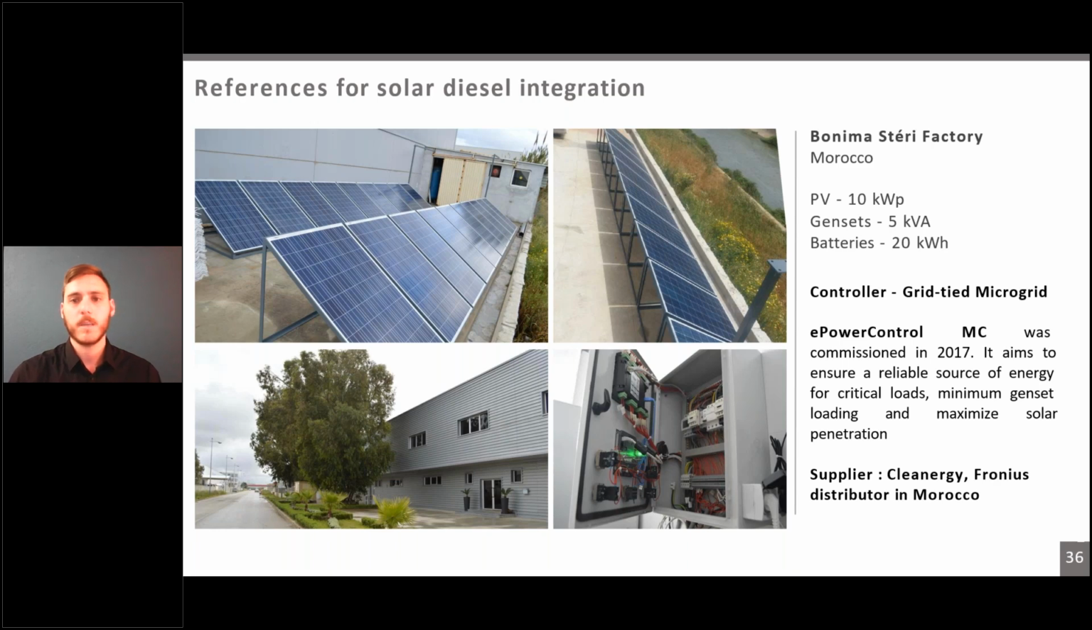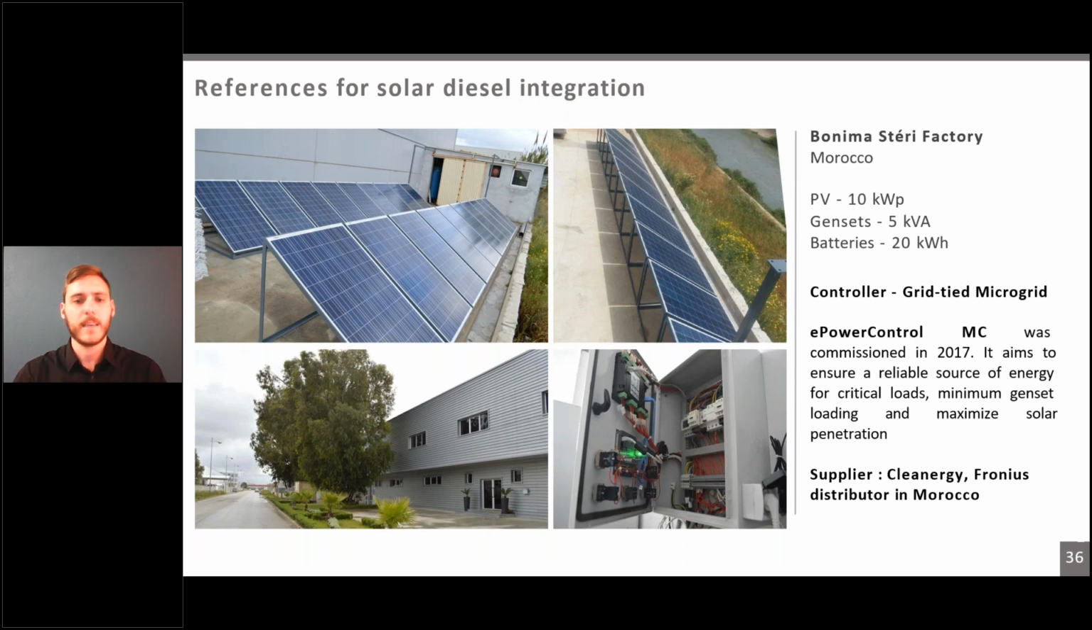For our next one, it's also a site in Morocco, a factory with, again, 10 kilowatts worth of PV, 5 kilowatt genset, and batteries of 20 kilowatt hours. As I've said before, we do any kind of hybrid system. So in this case, it's a grid-tied microgrid solution. It was commissioned in 2017.